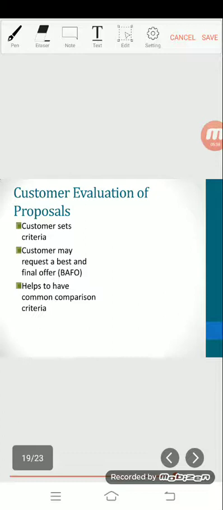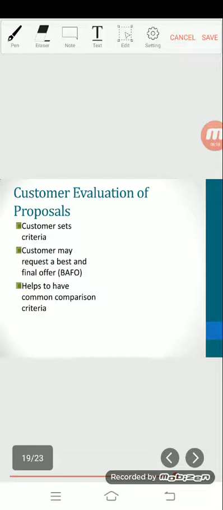Customer evaluation of proposal. Customers evaluate contractor proposals in many different ways. Some customers first look at the price and select only the three lowest price proposals for further evaluation. Some screen out proposals with the price above their budget and those whose technical section does not meet all the requirements.